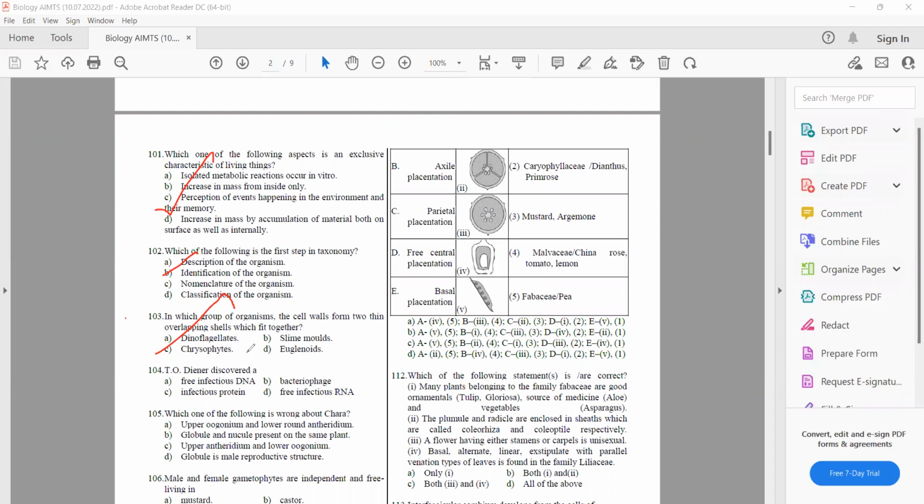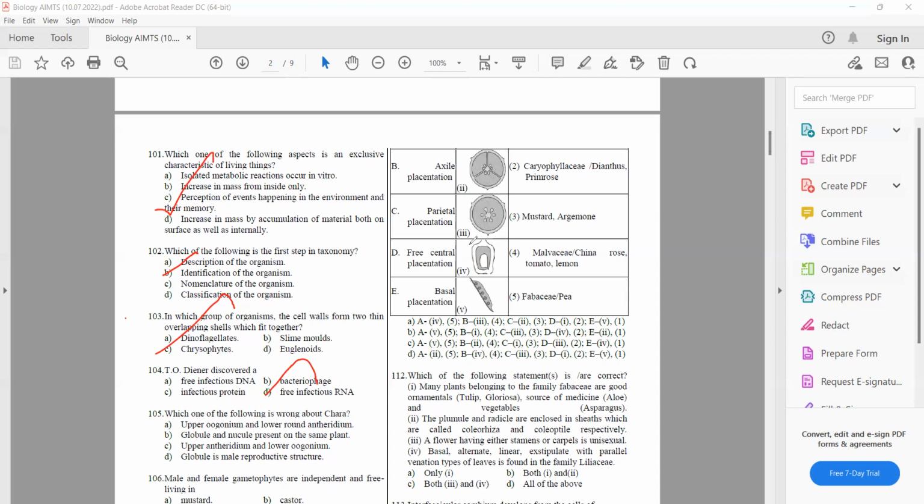Okay, 104, T.O. Diener discovered the free infectious RNA, right? In the year 1971 he discovered the viroid. Viroids have RNA as the genetic material and they don't have any protein coat, and that RNA is of low molecular weight. So for 104, option D is the right answer.